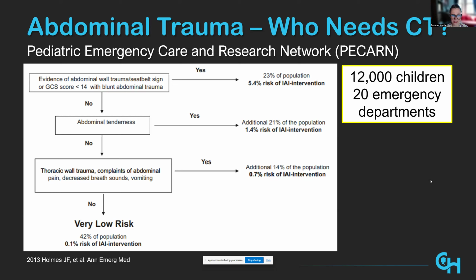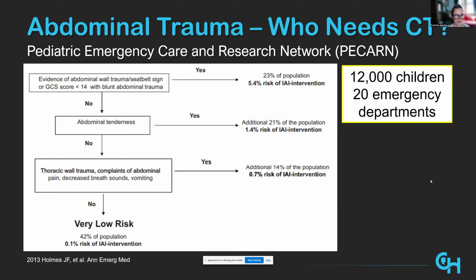So similarly to the head and C-spine imaging, there's clinical evaluation that forms these decision points. Evidence of abdominal wall trauma or seatbelt sign or a GCS score less than 14, those would warrant CT. There's about a little over a 5% risk of finding an injury that needs intervention. If you don't have those things, but the patient does have abdominal tenderness, then you would, again, do CT with a little over 1% chance of finding something needing intervention.